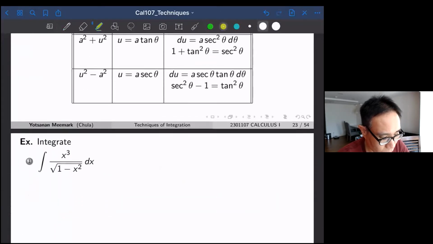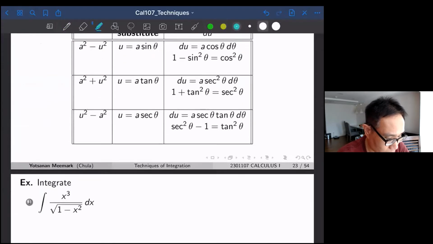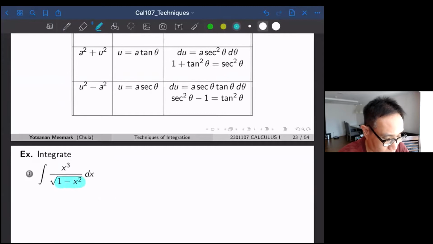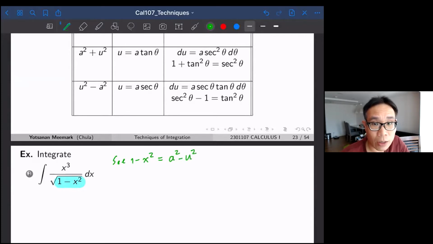For example, you see 1 minus x squared. This will be a squared minus u squared. A is a constant, u is a function in x. So in this one you have a equal to 1, u equal to x. This is how we're going to indicate them.